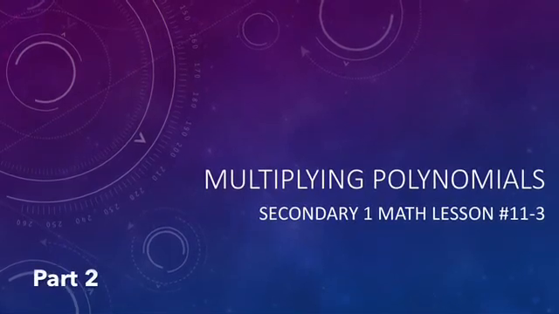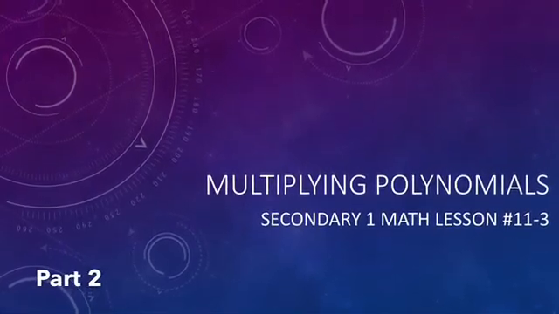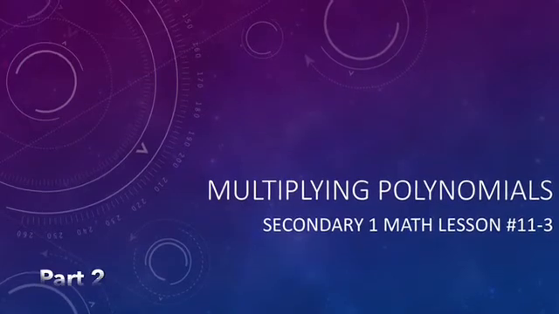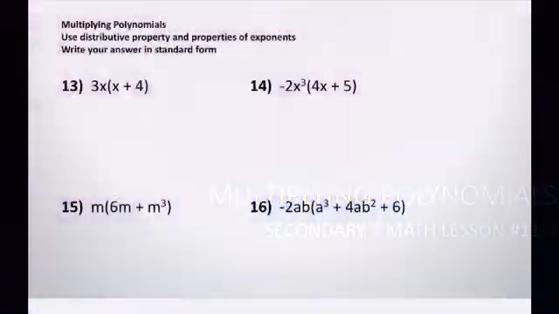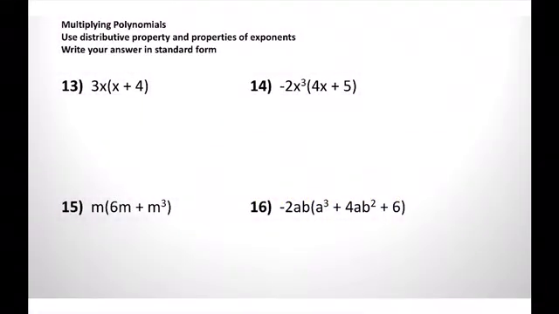This is the second part of the lesson 11-3 on multiplying polynomials. When we multiply polynomials, we're going to be using the distributive property a lot. We're also going to use our properties of exponents, like when you do x squared times x to the third, it's equal to x to the fifth. So we're going to be using that kind of an idea that we did in 11-1 and 11-2.